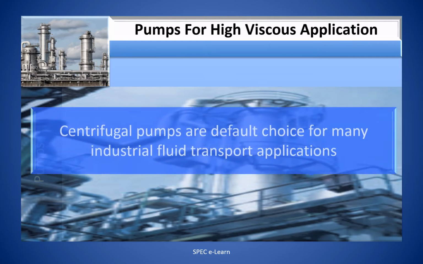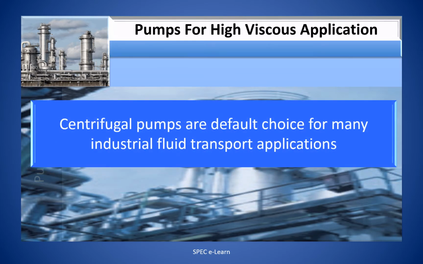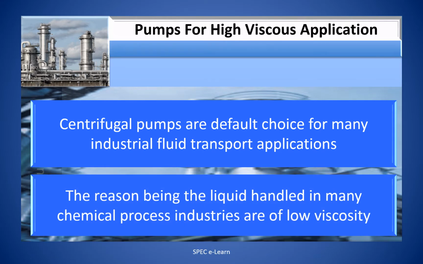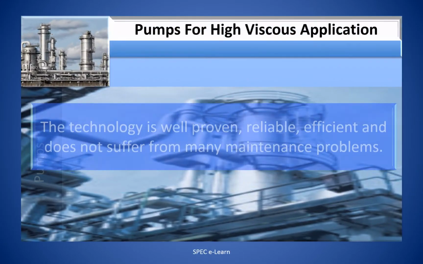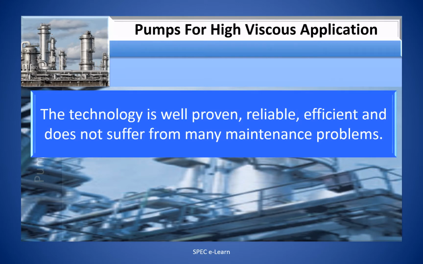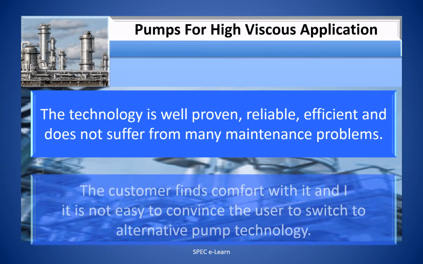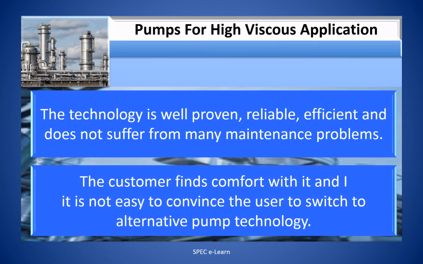Centrifugal pumps are the default choice for many industrial fluid transport applications. The reason being, the liquids handled in many chemical process industries are of low viscosity. The technology is well proven, reliable, efficient, and does not suffer from many maintenance problems. The customer finds comfort with it, and it is not easy to convince a user to switch to alternate pump technology.